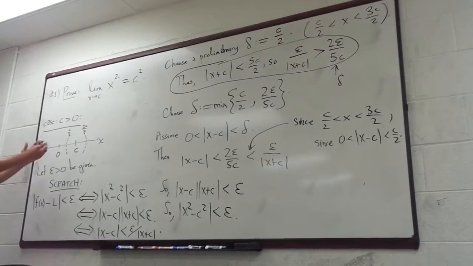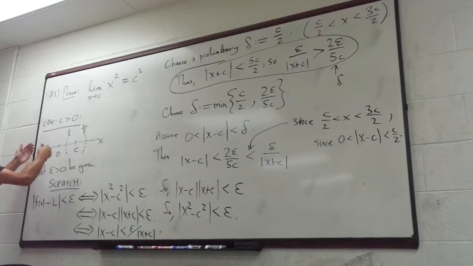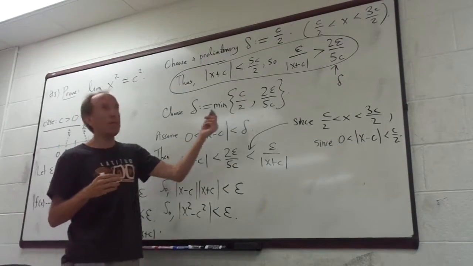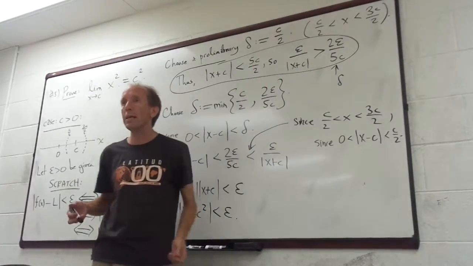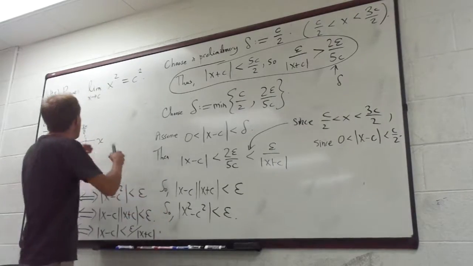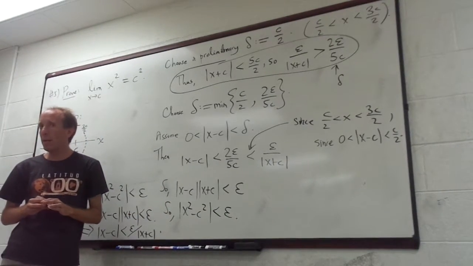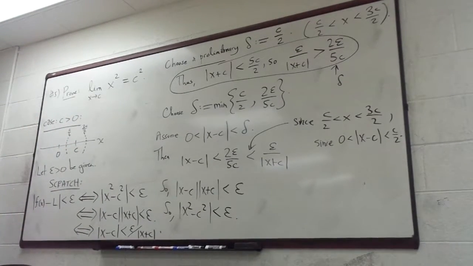If we had made this interval too big, then we might have had problems. For example, what if we made our interval so big that it included negative c? Well, if x could equal negative c, then we've got problems right here, as there are certain values of x for which it doesn't make sense. So it's just kind of convenient to make this interval half of c and work the proof from there. Okay, so that's the idea there.